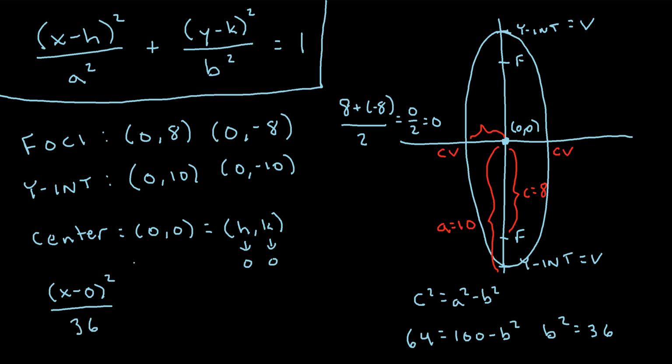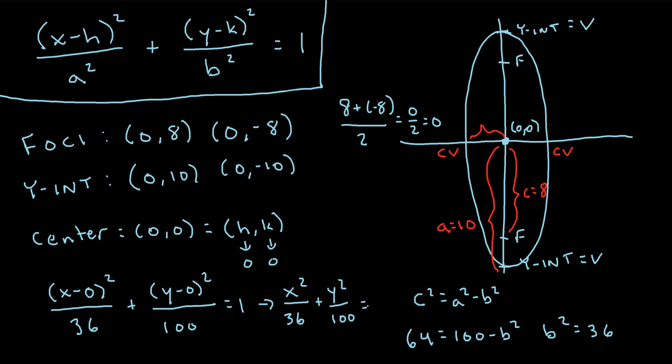So we write 36. And then we have plus (y minus k) squared. We found that k is 0, so (y minus 0) squared, over, and remember we said the a squared is going to go under this y term. So a was 10, so a squared is 100, is equal to 1. So we can write our final answer as (x minus 0) squared, that's just x squared, so x squared over 36 plus (y minus 0), that's just y, so y squared over 100 is equal to 1. And that is our final answer.